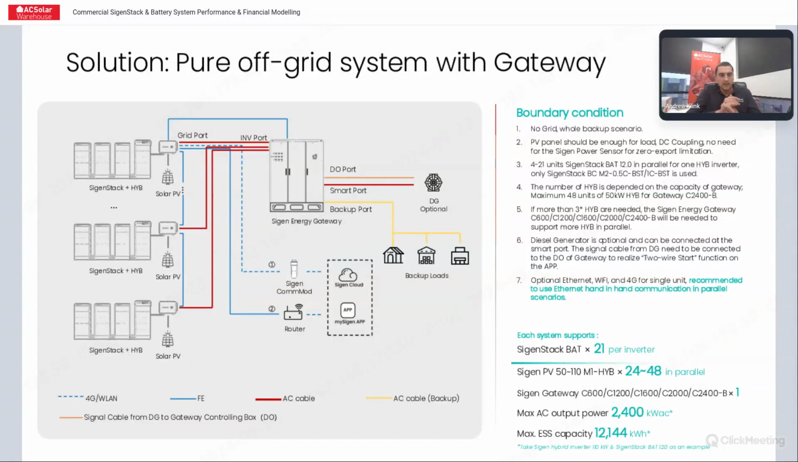And now I think coming up to the last example here, this would be a purely off-grid system with the gateway and the generator connected as well. So very similar. We've just got the generator connected to the smart port of the gateway here, and all of the inverters running on the other side to power the loads.